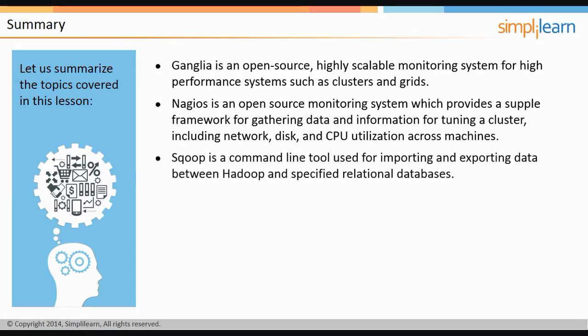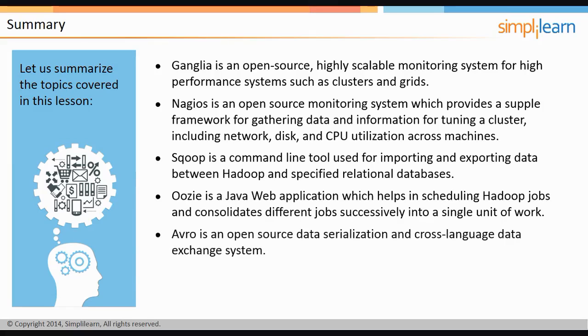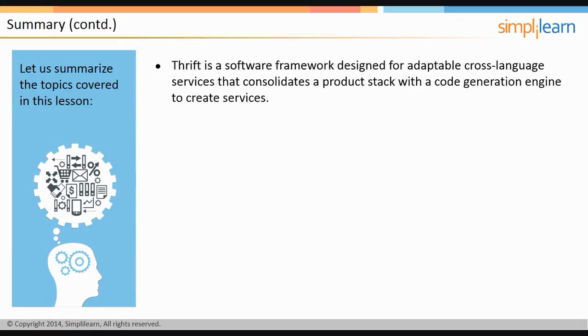Sqoop is a command line tool used for importing and exporting data between Hadoop and specified relational databases. Oozie is a Java web application which helps in scheduling Hadoop jobs and consolidates different jobs sequentially into a single unit of work. Avro is an open-source data serialization and cross-language data exchange system. Thrift is a software framework designed for scalable cross-language services that combines a software stack with a code generation engine to create services.